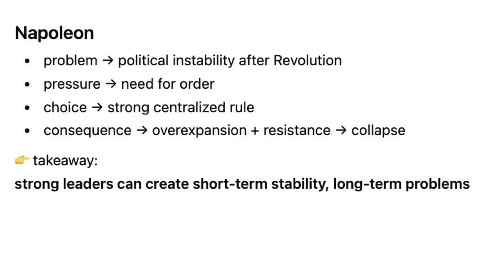This led to a choice the people had to make. They could either continue on with their revolutionary governments, or they could create a strong centralized rule that could then handle, at least in their minds, the problems created by the pressure they saw building up from the revolution. This leads to the consequence, right? Overexpansion, resistance to that overexpansion, and eventual collapse of Napoleon's empire. The big takeaway from Napoleon is that strong leaders can create short-term stability, but they'll also lead to long-term problems, as we will see as we get to World War II and the rise of the fascist movements.